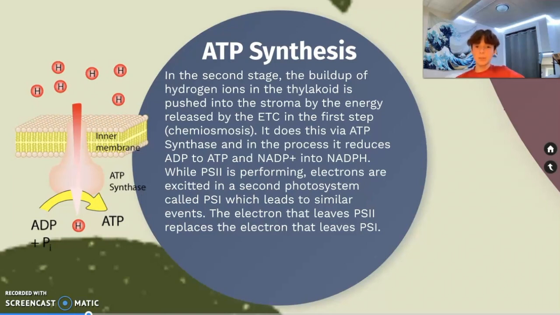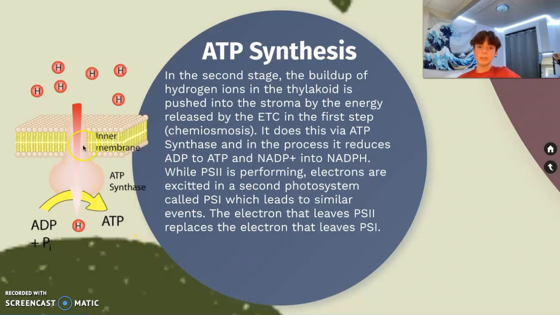Next, the buildup of hydrogen ions in the thylakoid is pushed into the stroma by the energy released by the ETC, or electron transport chain, in the first step. This is called chemiosmosis. It does this via the ATP synthase, and in the process it reduces ADP to ATP and NADP+ into NADPH. While photosystem 2 is performing, electrons are excited in a second photosystem called photosystem 1, which leads to similar events. The electron that leaves photosystem 2 is replaced by the electron that leaves photosystem 1.